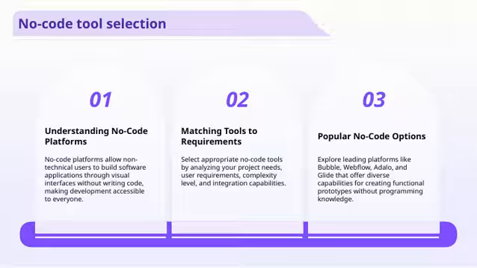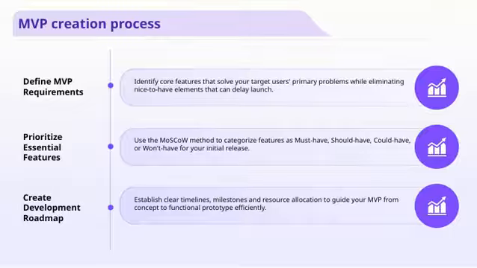Finally, let's look at some popular no-code options. Platforms like Bubble, Webflow, Adalo, and Glide are leading the way. Each offers a range of functionalities, from building prototypes to creating fully functional apps, all without needing programming skills. Exploring these options can help you find the best fit for your project's needs and make the development process smoother and more efficient.